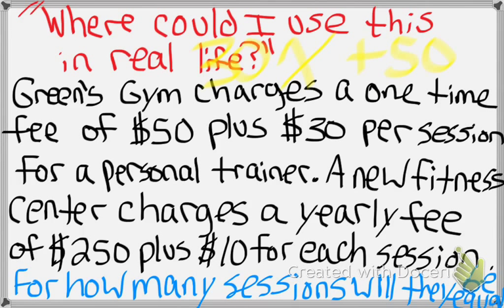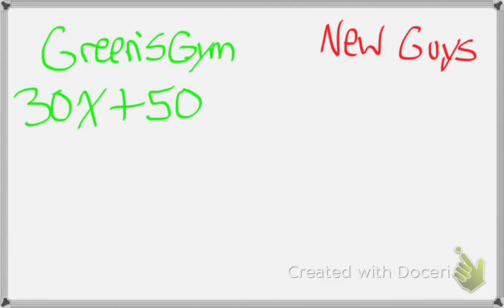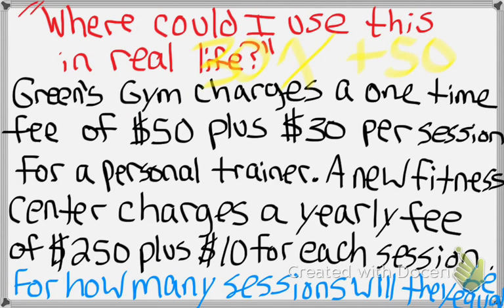Now I'm going to write that on the next slide so we can get that a little more organized. You're going to write it below, but I'm going to write it on the next slide. All right, so Green's Gym is 30x plus 50, meaning $30 times the number of sessions with the personal trainer plus 50. Now, let's figure out the other gym.